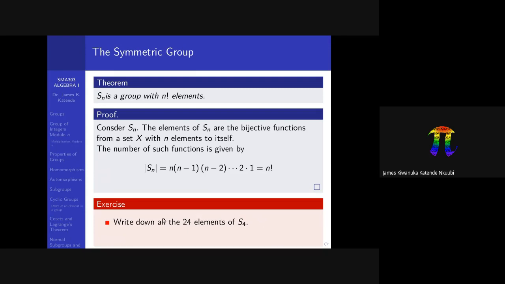You will notice that S4 is not the same as D4. D4 had how many elements? The symmetries of a square, how many elements did it have? That's it. 8. That's exactly 8. So it's just a subset of S4. D4 is actually a subgroup of S4. So already you have 8 of them from the dihedral group. You need to find how many more? 16 more. Yes. So do that as an exercise. The other question I can ask is, how many elements does S5 have?